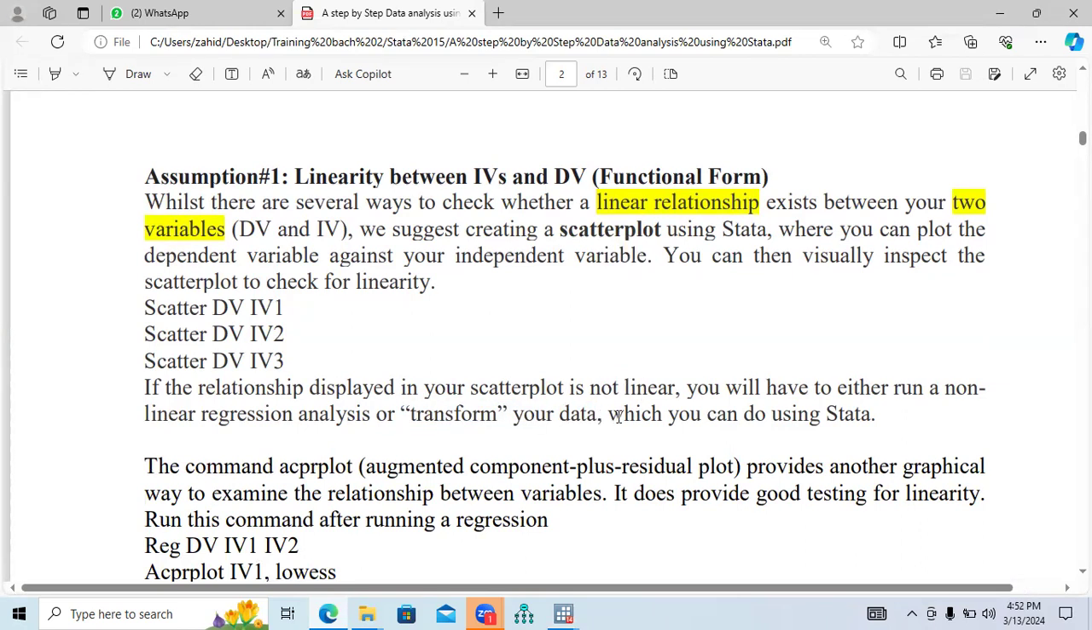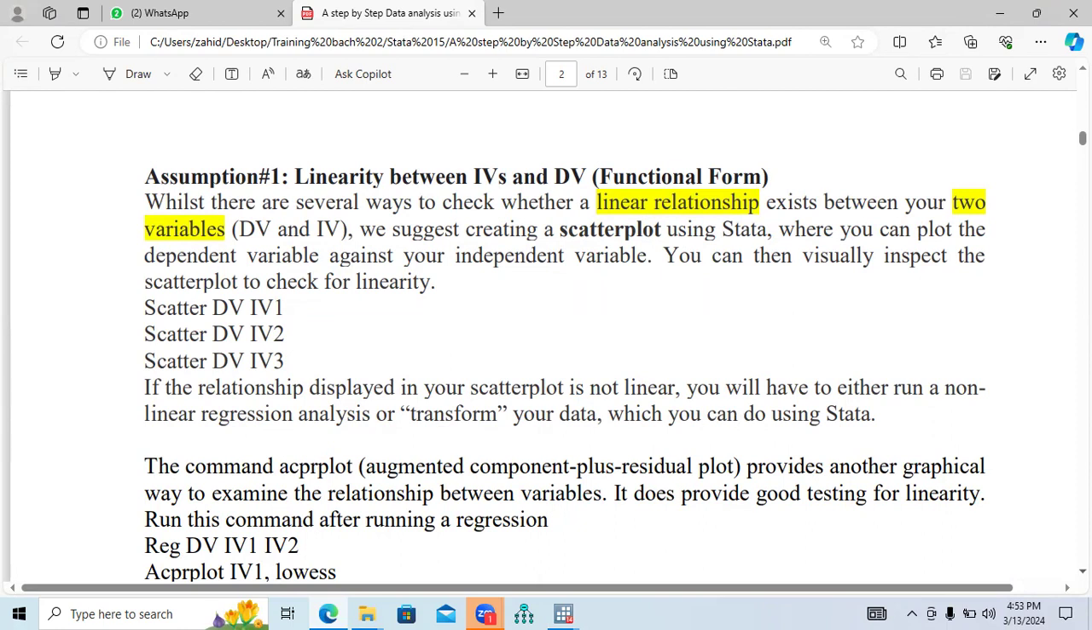So there are two ways. If your scatter plot shows that there is no linear relationship, there are two ways that you can tackle this kind of data. Either you run a non-linear regression, or you transform your data. I will let you know how to transform the data.